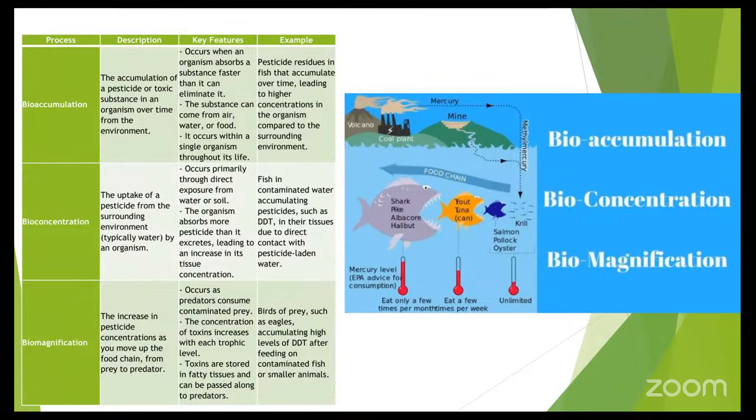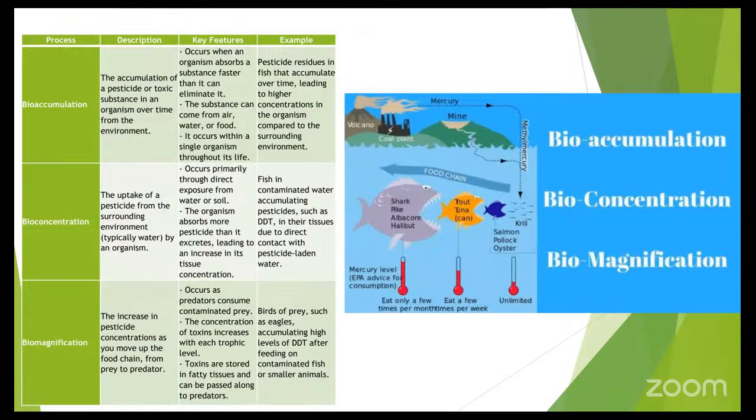The key feature is that it occurs when an organism absorbs a substance faster than it can eliminate it. The substance can come from air, water, or food that it consumes. It occurs within a single organism throughout its life. For example, pesticide residues in fish accumulate over time, leading to higher concentrations in the organism compared to the surrounding environment, like mercury levels.